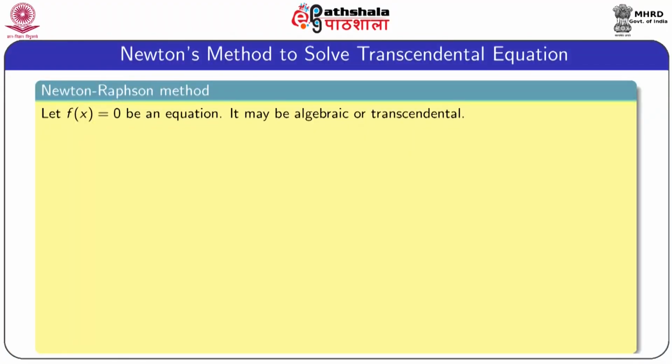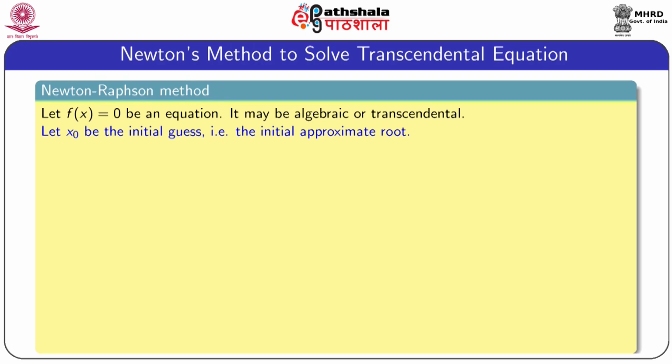Now we describe the Newton-Raphson method to find a root of an algebraic equation or a transcendental equation. This method is also known as Newton's method. Let f(x) equal to 0 be an equation. It may be an algebraic equation or a transcendental equation. Let x0 be the initial guess, that is, the initial approximate root of the equation f(x) = 0.